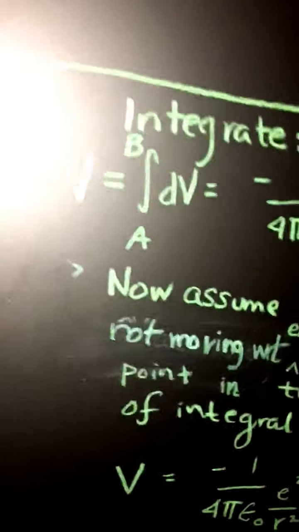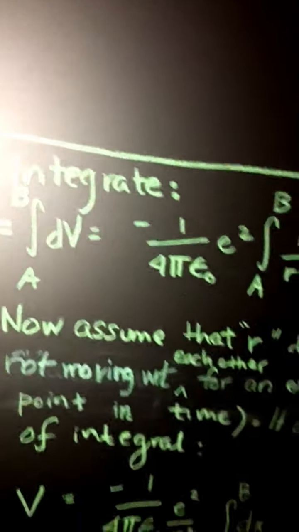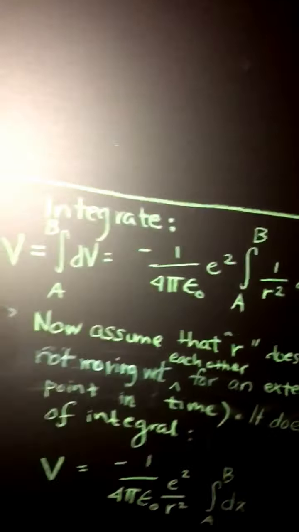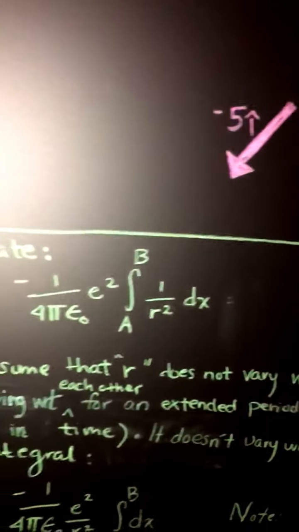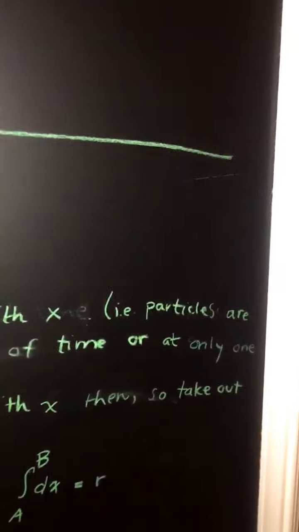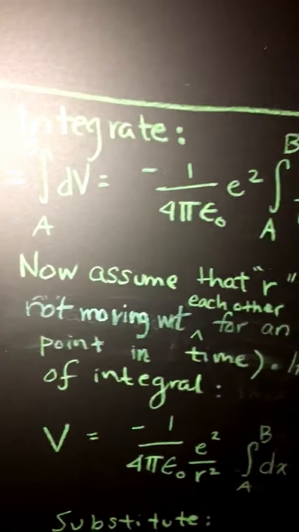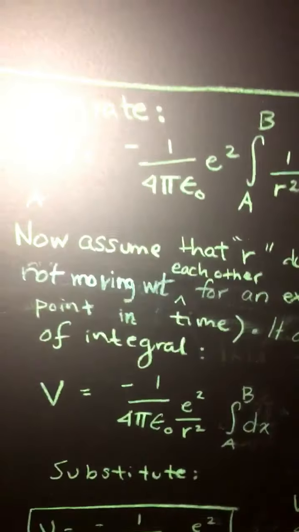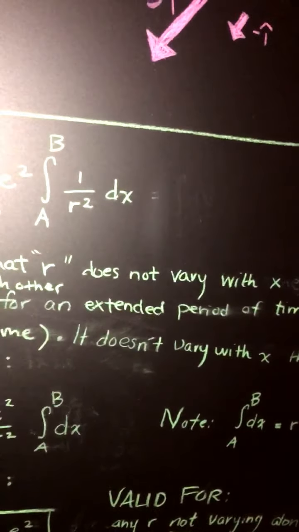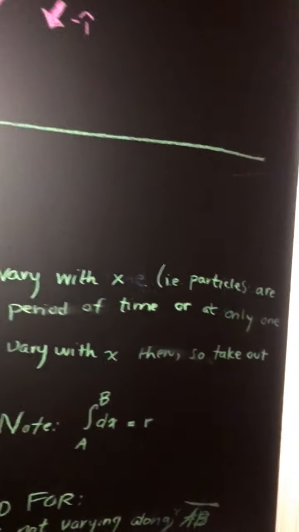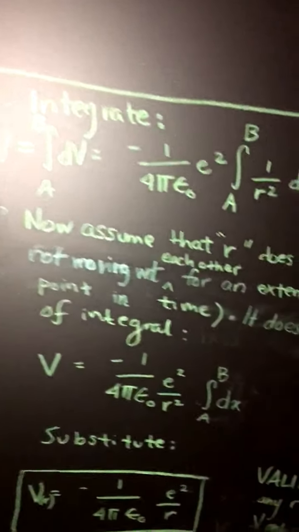So the total potential energy is the definite integral from a to b of dV. And integrate the other side of this equation as well from the same limits of integration. Over here from a to b. Notice that I took out the constants, but I'm not sure if I can take out this r squared. So I'm going to make some assumptions here. First, I'm assuming that r does not vary with x. In particular, both particles are not moving with respect to each other for an extended period of time or at only one point in time. It does not vary with x then, so we can take 1 over r squared out of the integral.